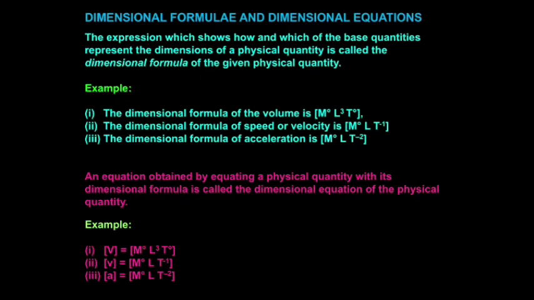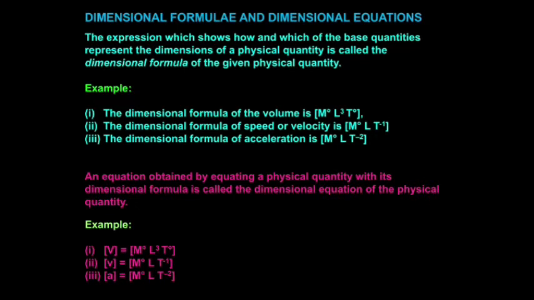See some examples for dimensional formula. For example, the dimensional formula for volume is m power 0 l cube t power 0. In the case of dimensional formula, we are using the first 3 base quantities only, like mass, length and time. For m power 0, anything power 0, you know, the value is 1. So m power 0 is 1. And l cube, what is l cube? It's the dimensional formula for volume.